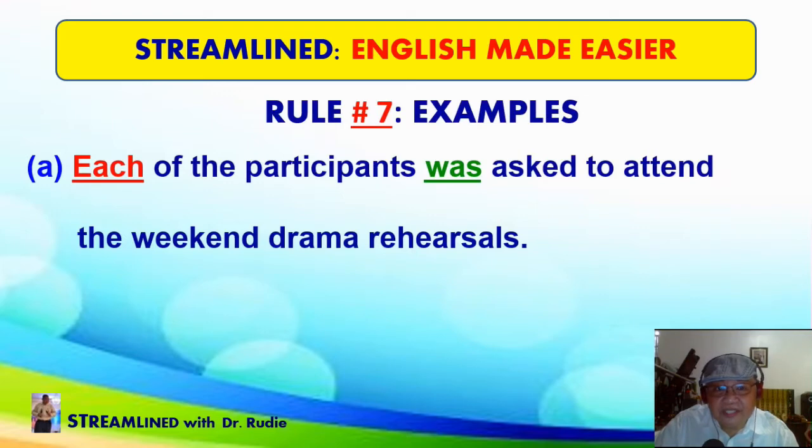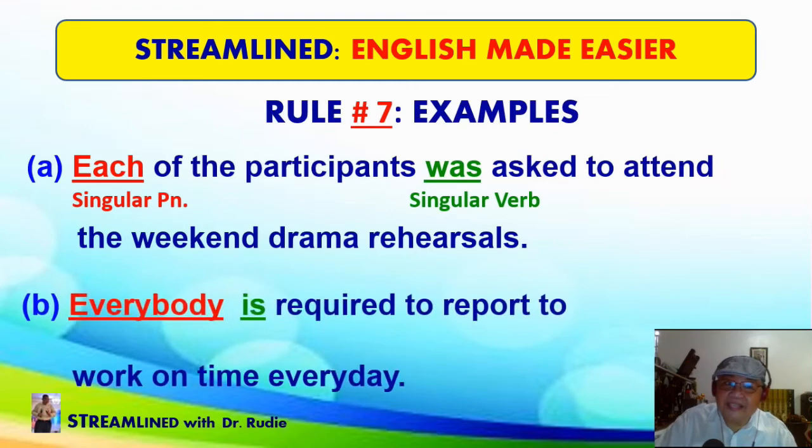Each of the participants was asked to attend the weekend drama rehearsals. Our subject is each, it is singular, so our verb is was, which is likewise singular in form. Here comes the second one. Everybody is required to report to work on time every day. Our subject is everybody. It is singular, so our linking verb is singular as well.